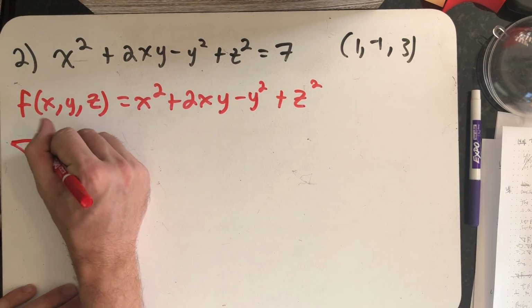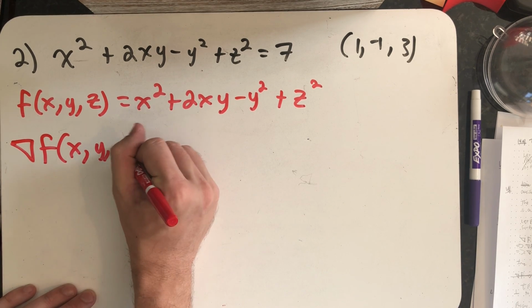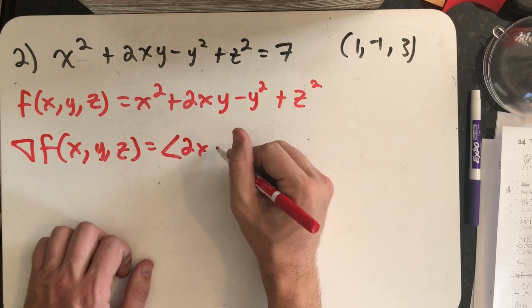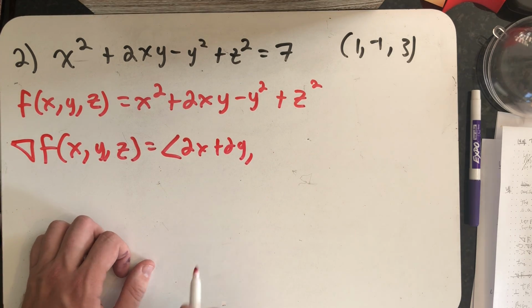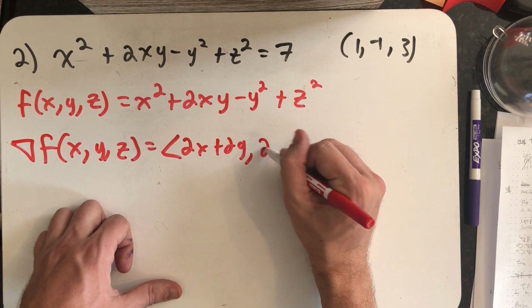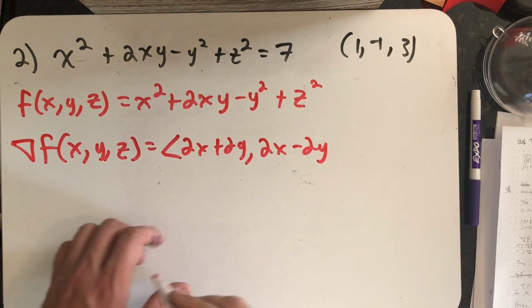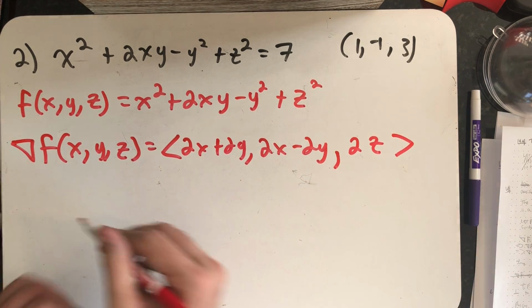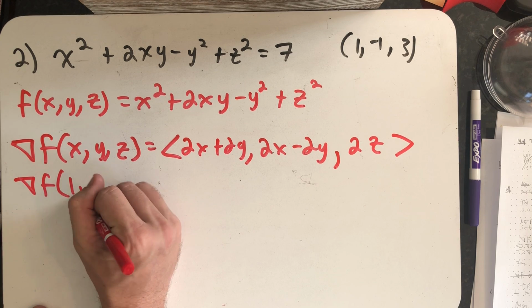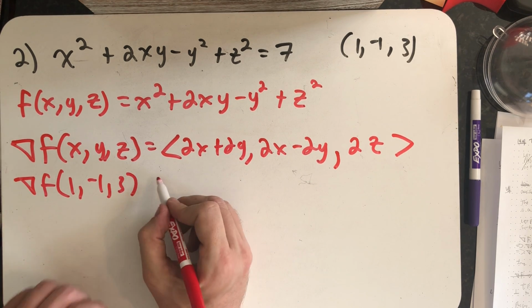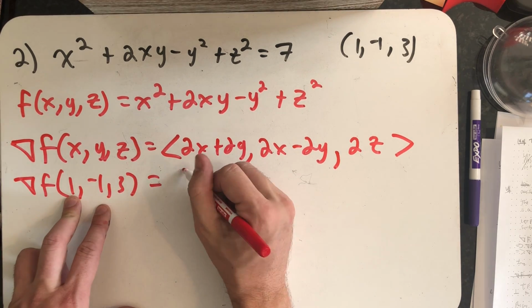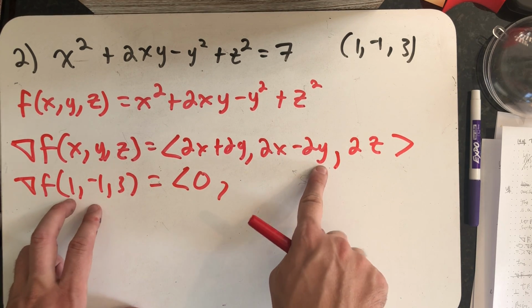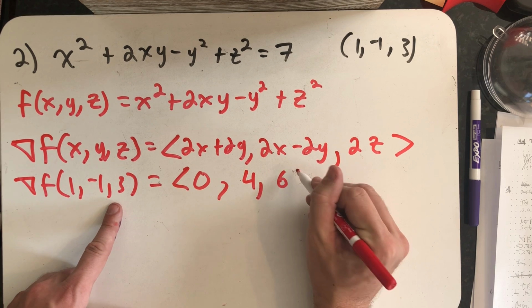All right, so del F this time. A partial with respect to x would be 2x plus 2y. Partial with respect to y would be 2x minus 2y. And then finally, a partial with respect to z would be 2z. I need to evaluate that at my point. So let's see, I'll get 0 in the x coordinate, and then I have 2x minus 2y. When I plug in 1 and minus 1, 2 plus 2 is 4, and then finally 6.